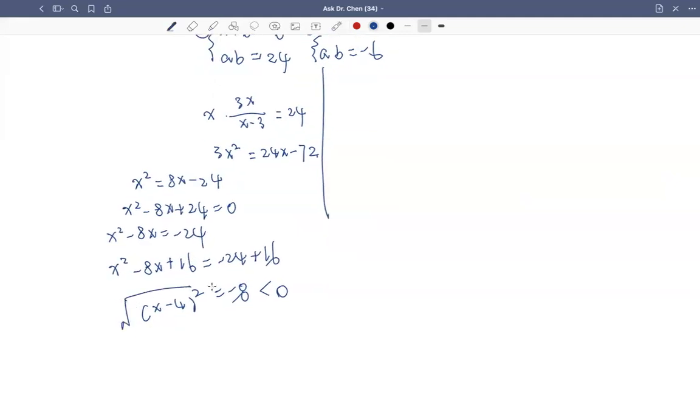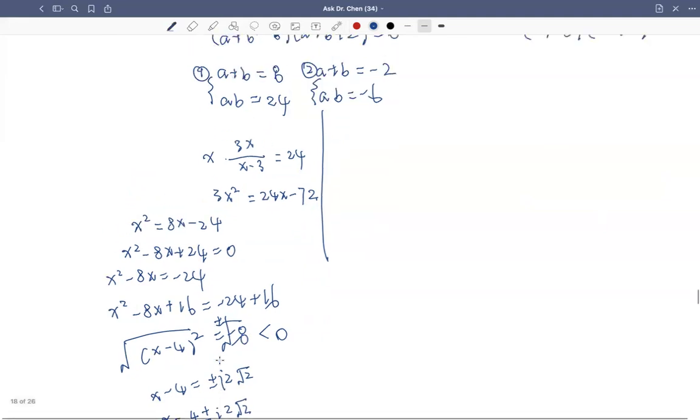We square root both sides. So x minus 4 equals plus or minus 2 radical 2 i, imaginary, because square root of -1. So I have 2 complex solutions, 4 plus or minus imaginary part 2 radical 2. So that's 2 complex solutions.